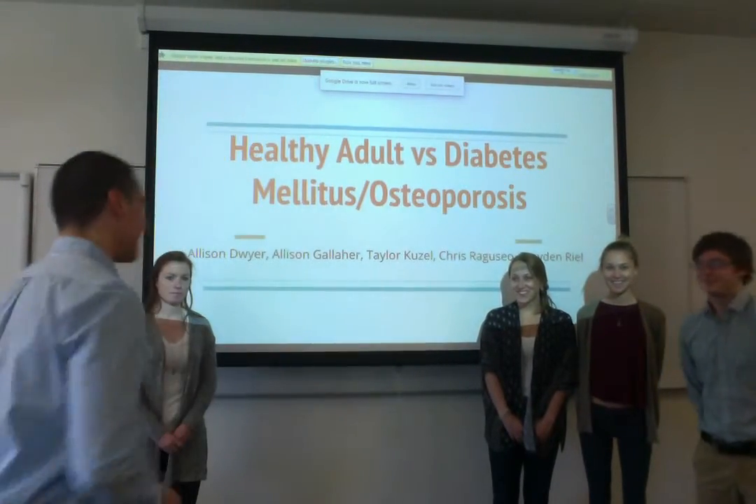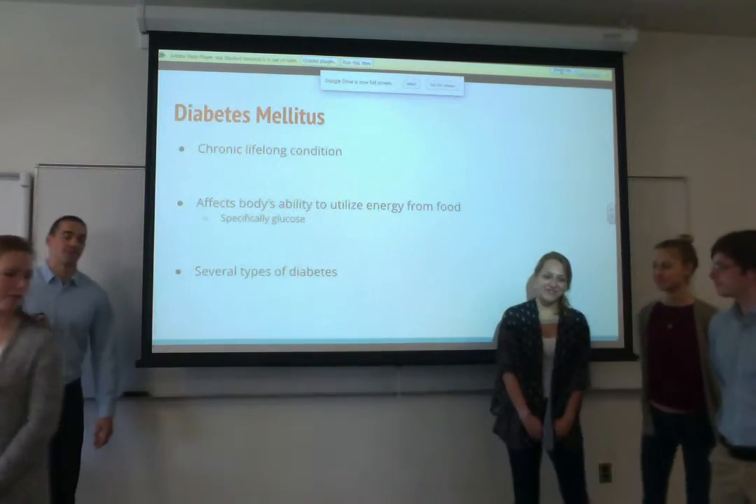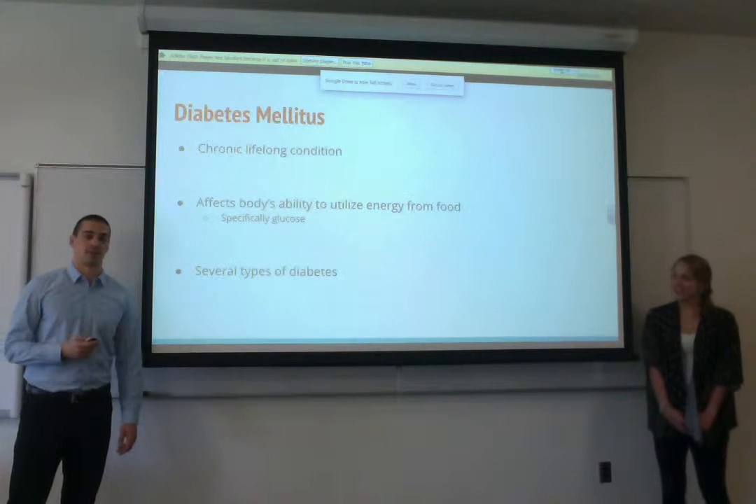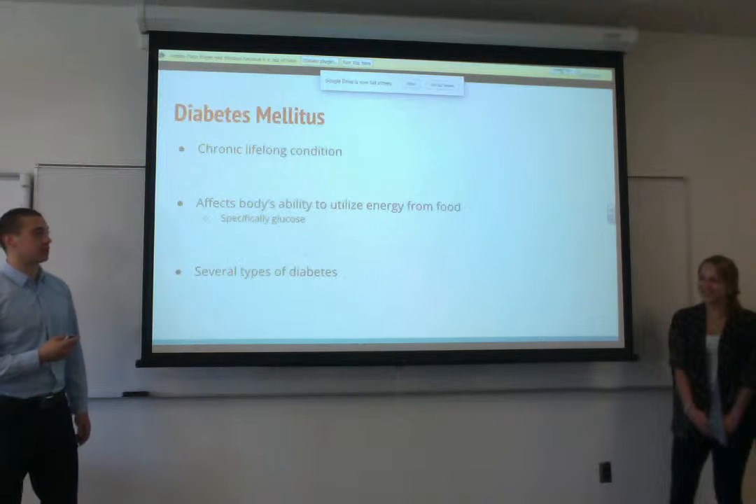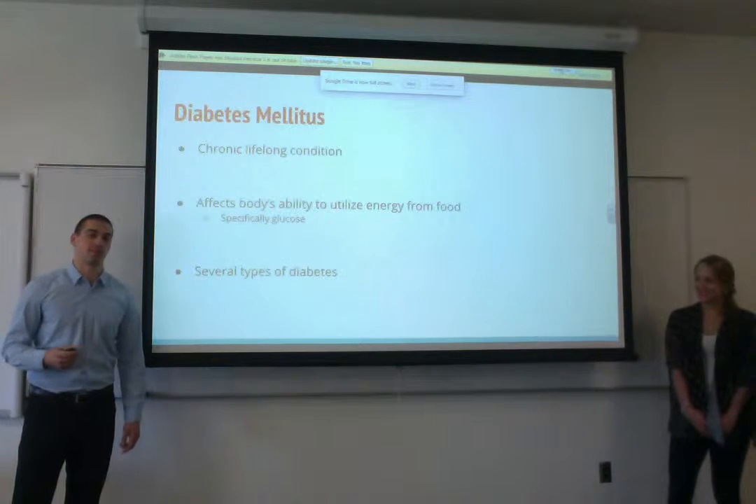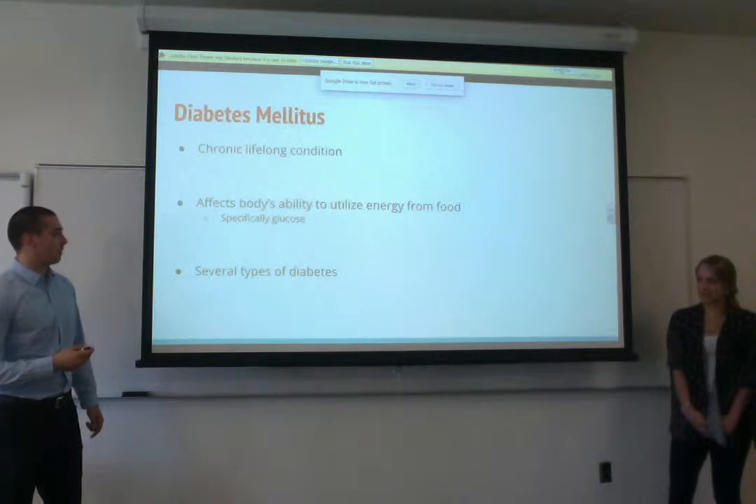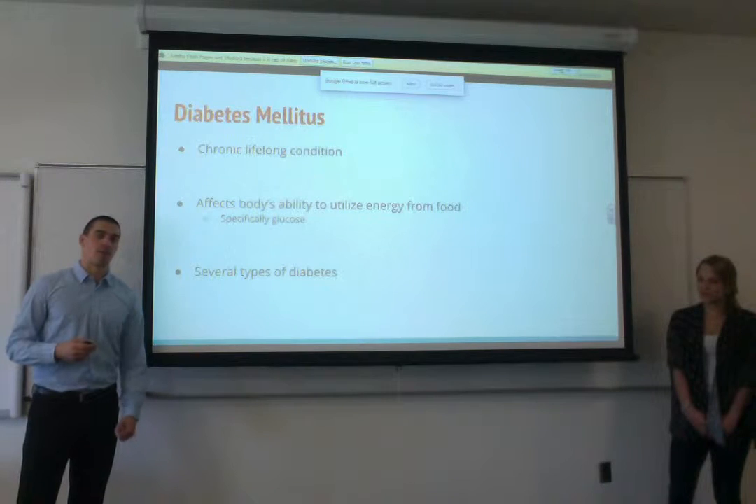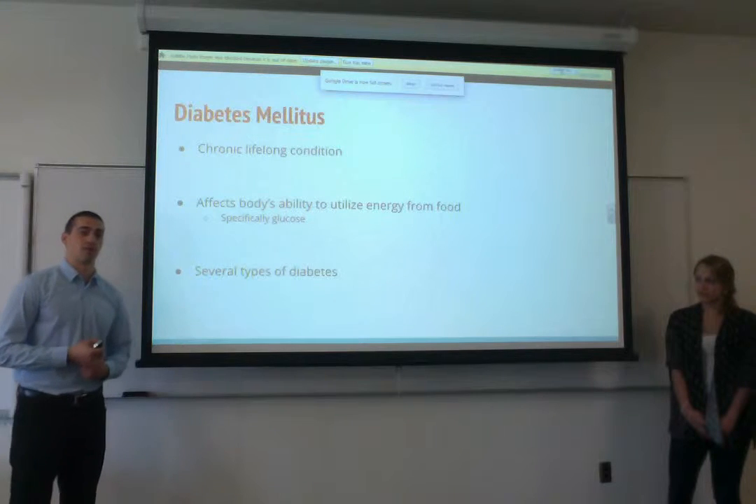All right. Let's roll. So what is diabetes exactly? Diabetes is a chronic, lifelong condition. It's a cardiovascular disease. It affects the body's ability to utilize energy from our food, specifically glucose, and we're going to get into a little bit of that later. And we're also going to get into the different types of diabetes, how we acquire each type, and exactly what they affect and what they do to our body.